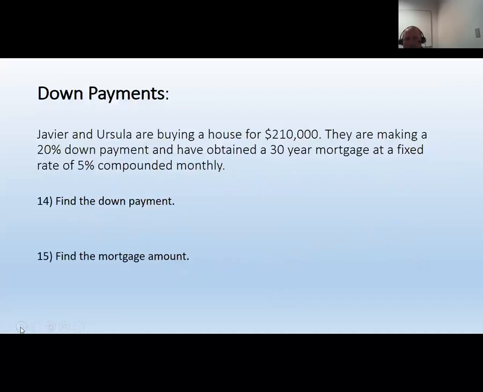Okay, here's the next problem. This says Javier and Ursula are buying a house for $210,000. They're making a 20% down payment and have obtained a 30-year mortgage at a fixed rate of 5% compounded monthly. Find the down payment. So the down payment is 20%. Let me give you about a minute to see if you can try this on your own, but there's really not a whole lot of steps to it. Then we'll go over it together. Thank you.